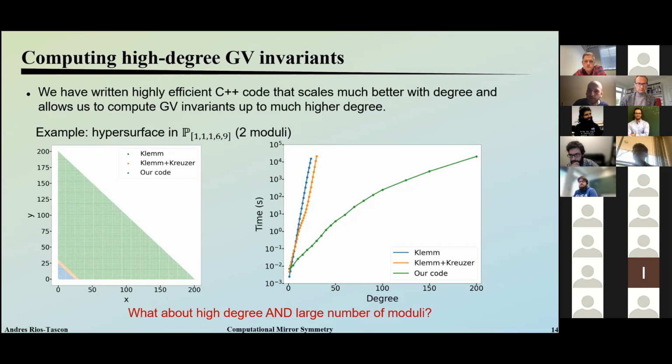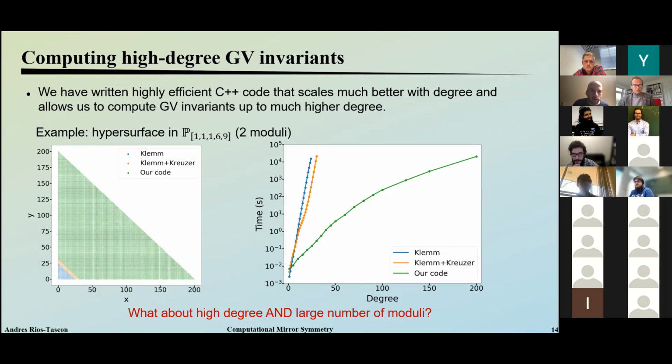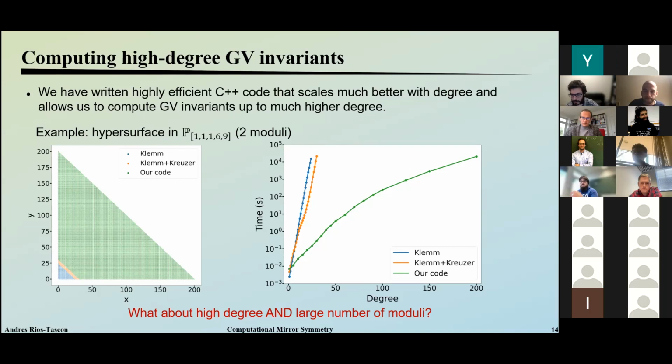Any other questions? Yinan Wang, please go ahead. I just have a question. Do you know if there's any program that could compute the same or a similar thing for Calabi-Yau fourfolds? Yeah, we can actually also do that. I just didn't present that here, but we also have that capability.